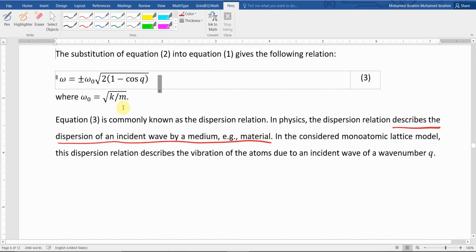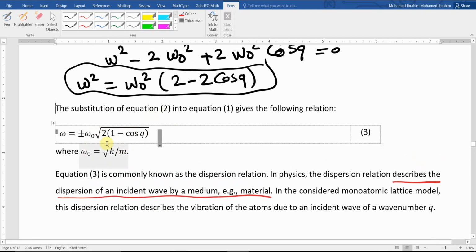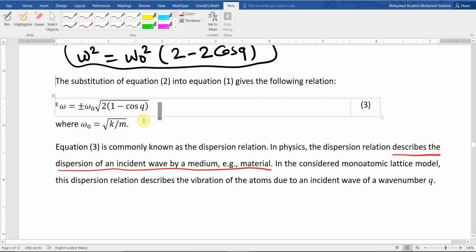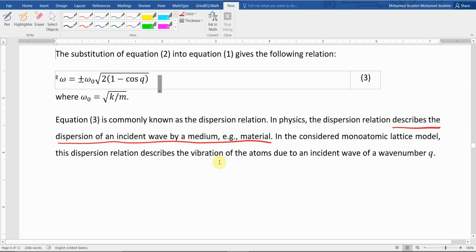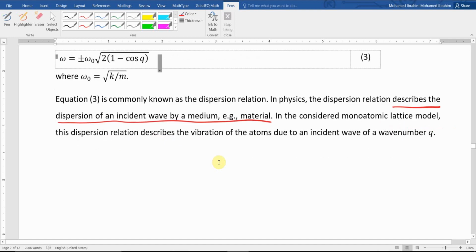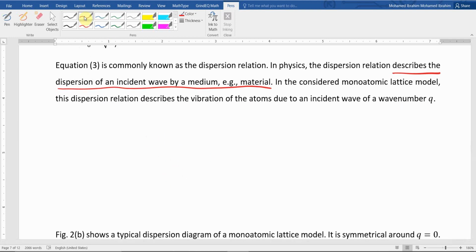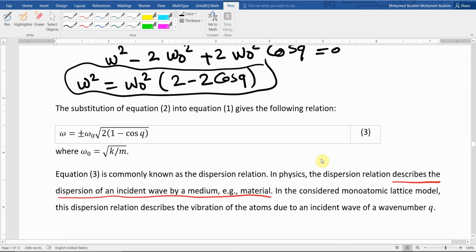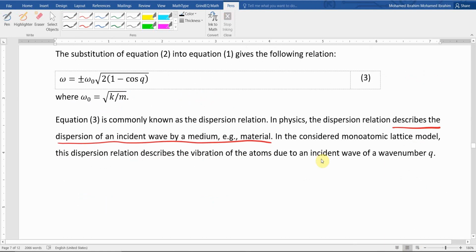If we try to draw this equation, this omega versus the q, which is the wave number. This q basically changes from negative infinity up to positive infinity, or it is commonly that it would change from negative pi to positive pi. So I'm going to give you a typical diagram of this dispersion relation. So now let us draw this equation here. To draw the equation, let us do some simple calculations of the limits.